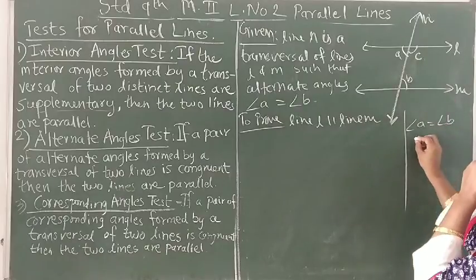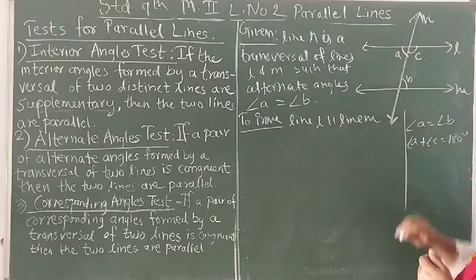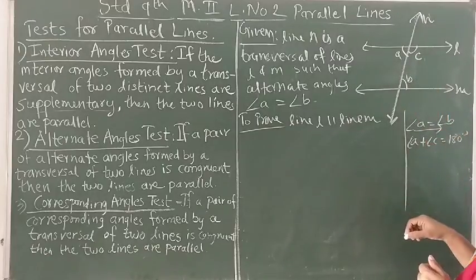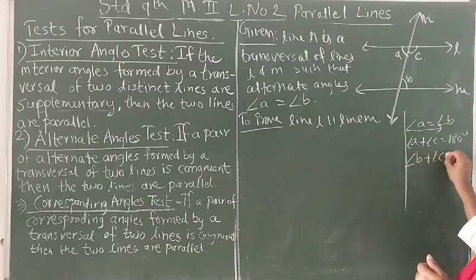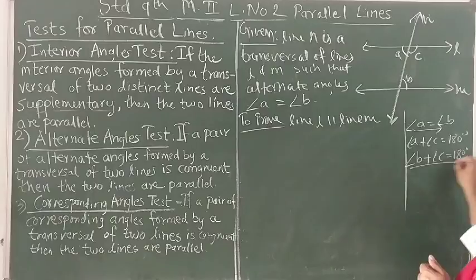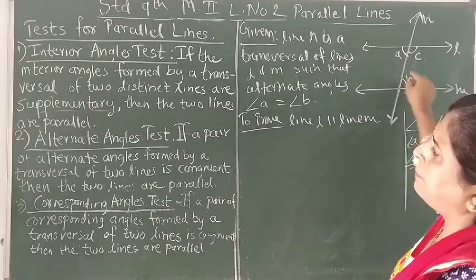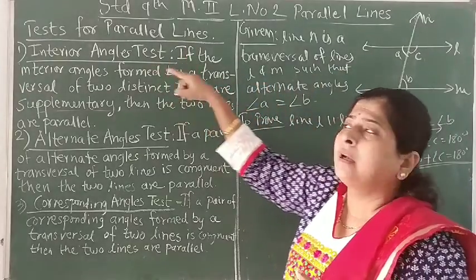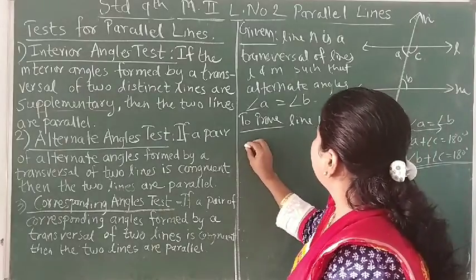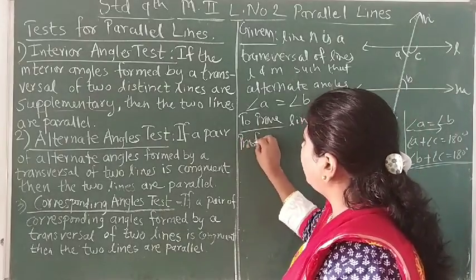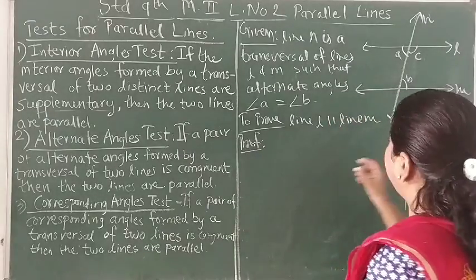But now we know that angle A plus angle C is 180 degrees because they are angles in a linear pair. Now substituting A as B, angle B plus C is equal to 180 degrees. So here we have proved that the interior angles are supplementary. If these interior angles are supplementary, then by the interior angle test these two lines are parallel. That's it. In the proof part, we do not require any extra construction or the indirect method. So this is the way we are going to follow.